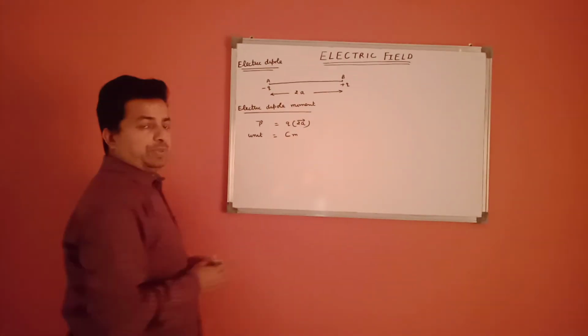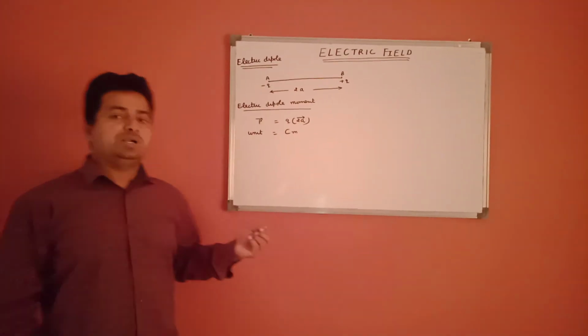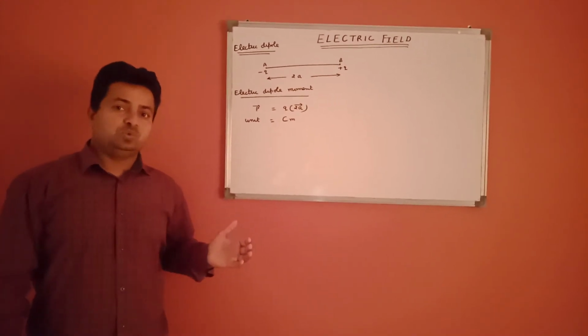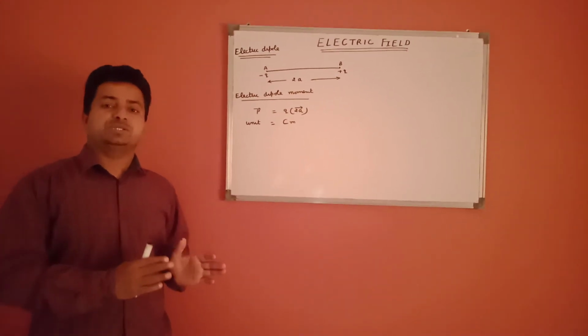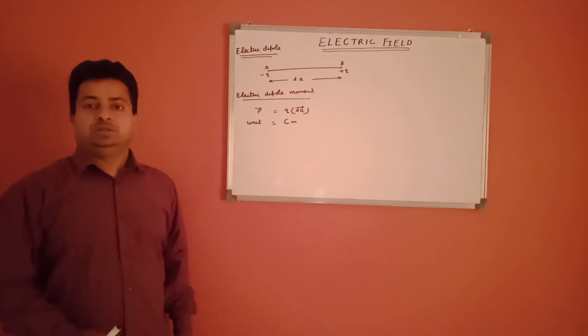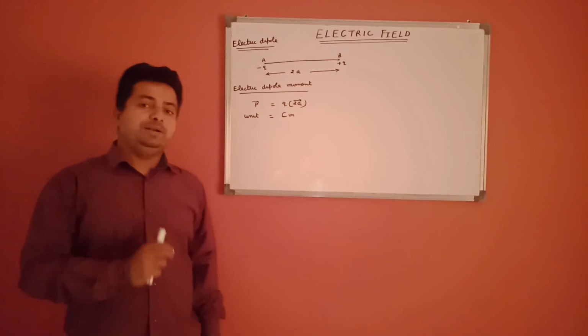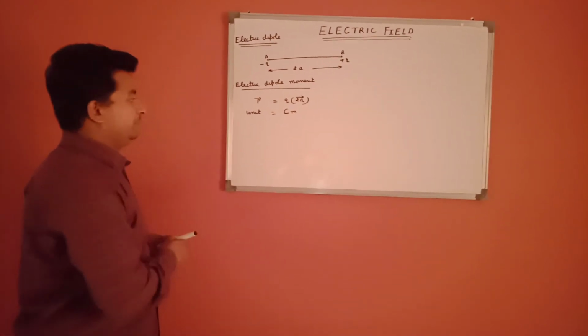In this topic, there is another question: what is an ideal dipole? An ideal dipole is one whose length is made as small as possible. A dipole whose length is made as small as possible is called an ideal electric dipole.